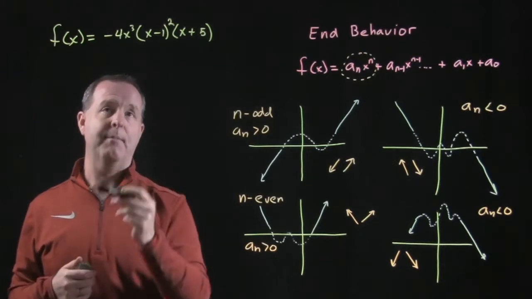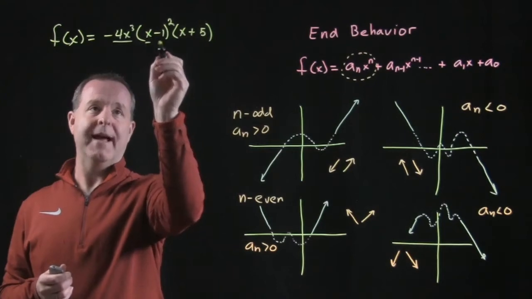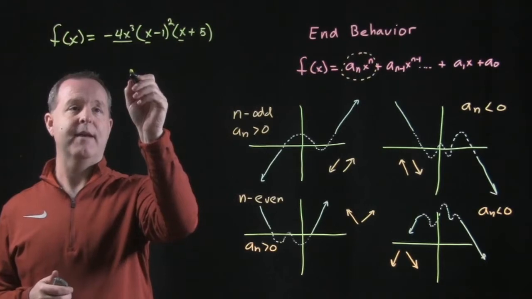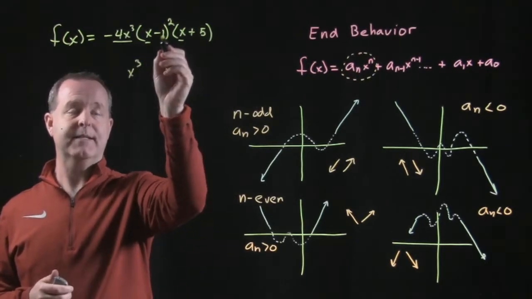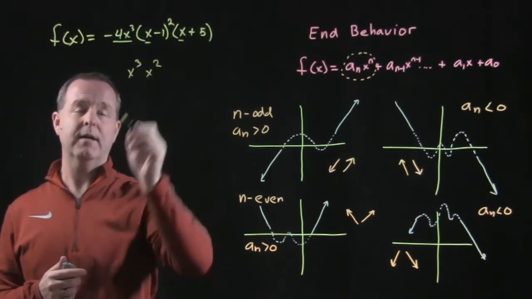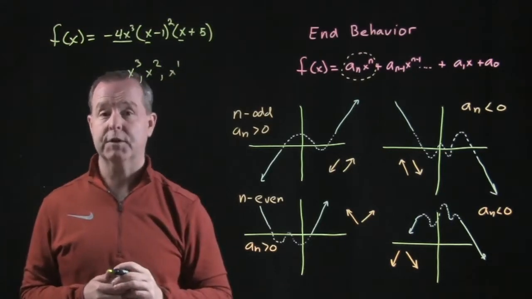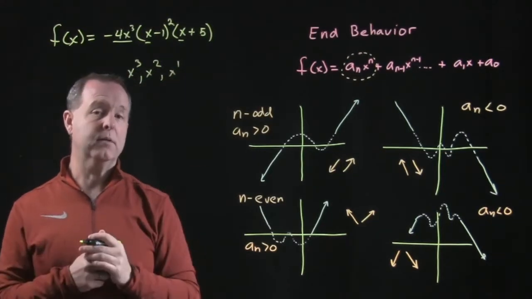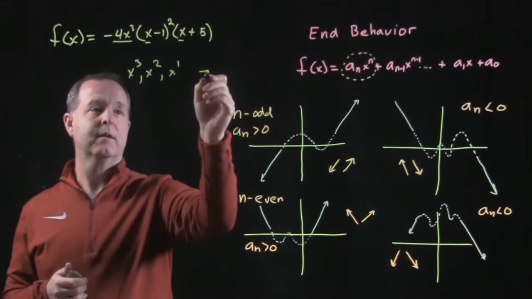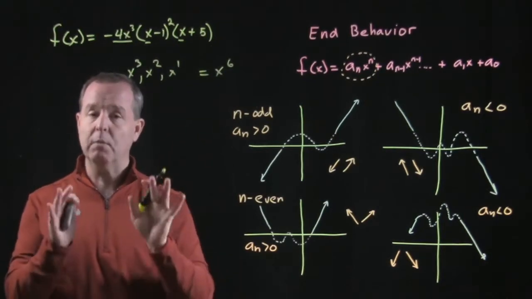And basically that's what happens when I multiply that term by that term by that term. In this first one, I have an x cubed term. In the second factor, x minus 1 squared, that produces an x squared term. And in this last one, I just have an x to the first term. All those terms are going to be multiplied, which will produce my highest-degree term, which will be an x to the sixth term.